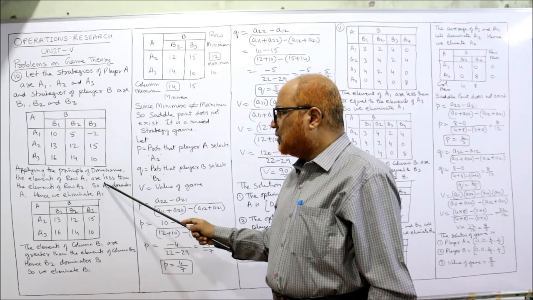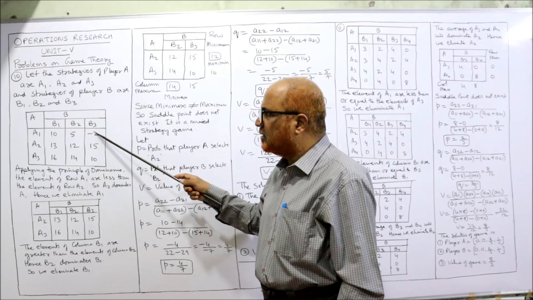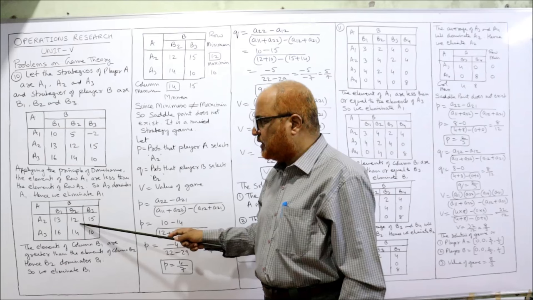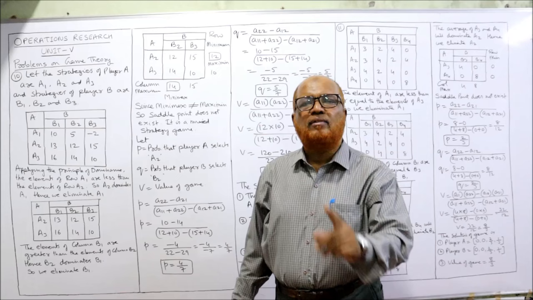So A2 dominates A1, hence we eliminate A1. We have removed A1. So we are having A2 and A3, two rows and three columns, B1, B2, B3. This is the matrix. Now, only two rows we have. Similarly, one column also we eliminate.